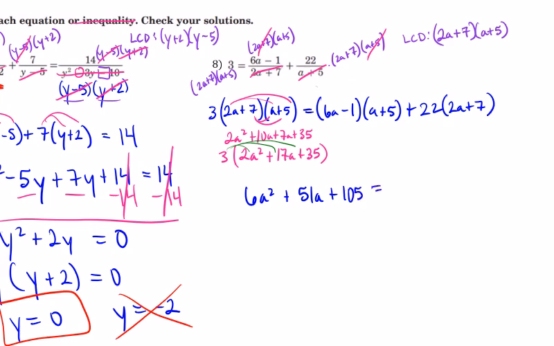So now on the right, we can just bring these down, right? So we can just distribute and bring them down here, and then we can simplify all at once. So 6a times a is 6a squared. 6a times 5 is 30a. Negative 1 times a is negative a. And negative 1 times 5 is negative 5. And last but not least, we're going to distribute the 22. So we get 22 times 2a is 44a. 22 times 7 is 154.